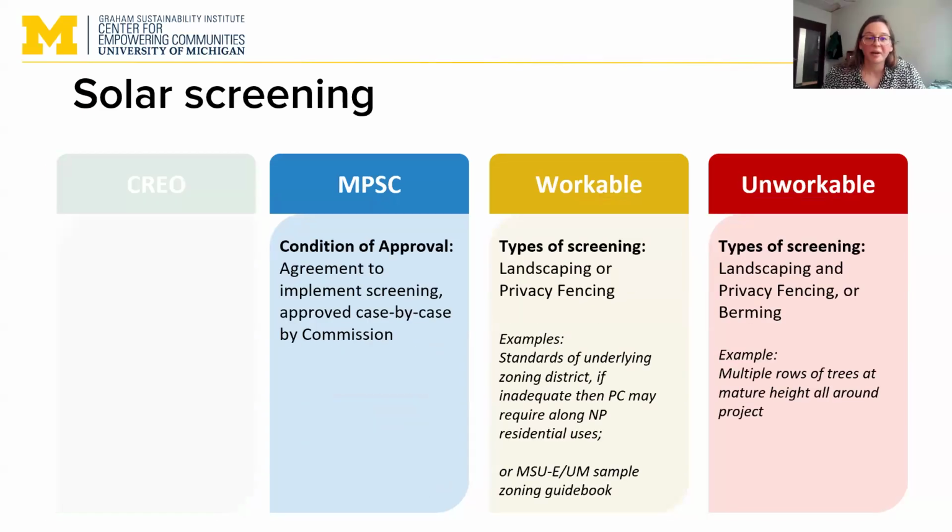Another example of a card that I want to show you is screening, where you can see that in a CREO, you can't add screening because that would make the ordinance more restrictive, aka it wouldn't be a CREO. But the MPSC has signaled that they will consider conditions of approval that do consider screening on a case-by-case basis. And most workable ordinances that we've seen that led to projects have some sort of landscaping in place. So our sense is that asking for some vegetative screening is most certainly workable. And then taking that to excess is at some point unworkable as well.